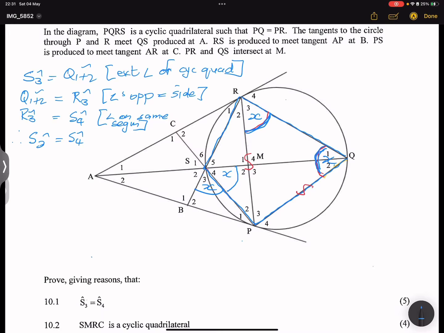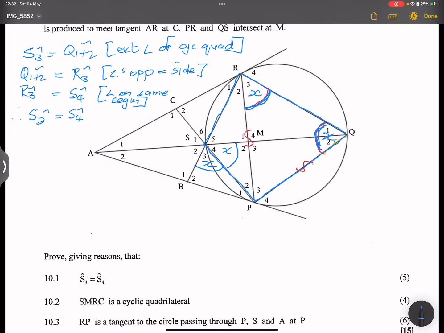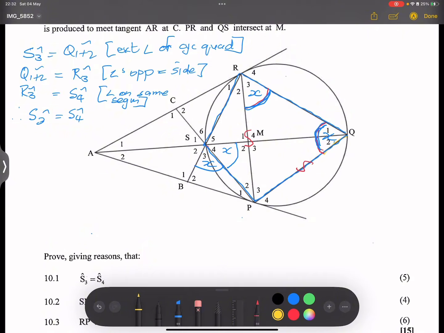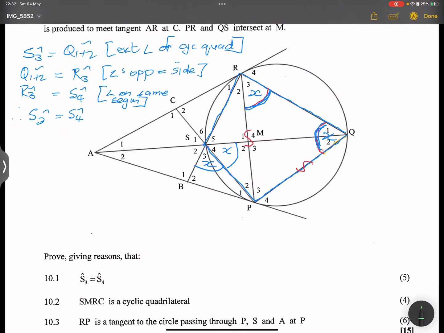Now, let's go to the next question. They say prove that SMRC is a cyclic quad. Now, remember, the only time when we need to prove that something is a cyclic quad is if the vertices are not all around a circle, right? So they said SMRC. So we're looking at this guy over here, right? They say prove that it is a cyclic quad.